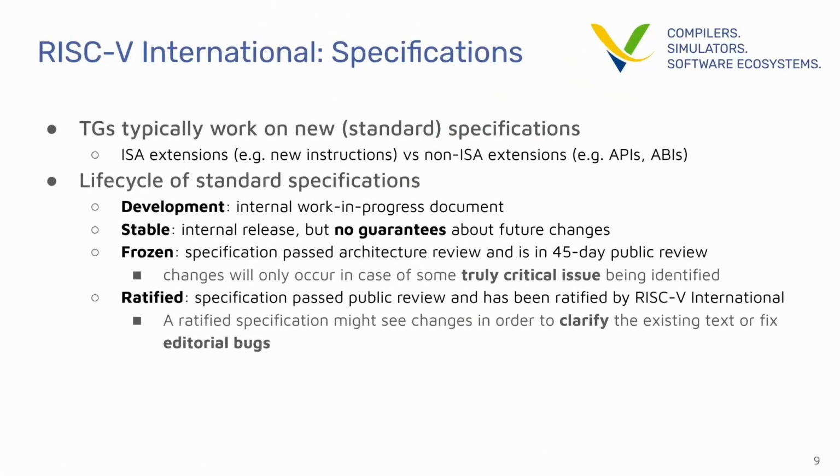Let's have a look at specifications. Task groups, or TGs, typically work on new standard specifications. This might be either ISA extensions, for example, new instructions, or non-ISA extensions, which could be APIs or ABIs. The life cycle of a standard specification knows the following states.